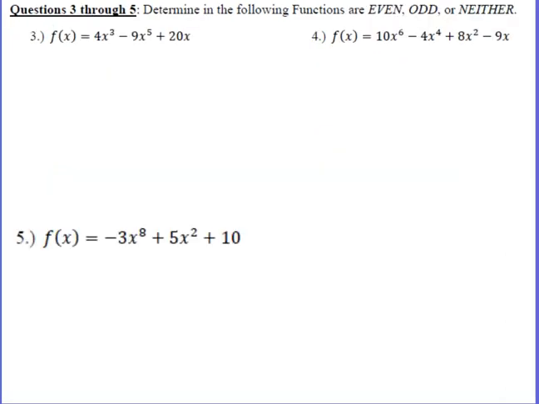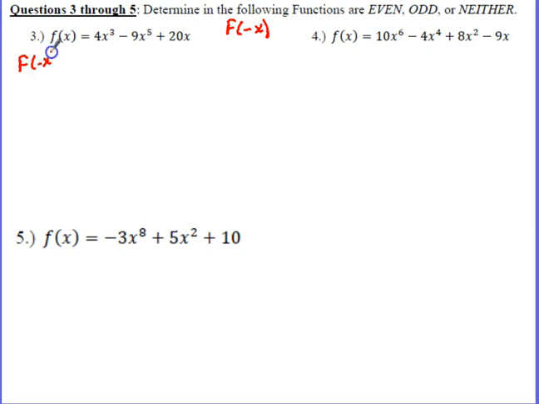Moving on. Even, odd, or neither. Remember, in all of these cases, we are going to plug in f of negative x. When we plug in f of negative x, if the function does not change, it's even. If it is opposite, it is odd. And if it's neither, it's neither. All right, so we're going to go for number 3.